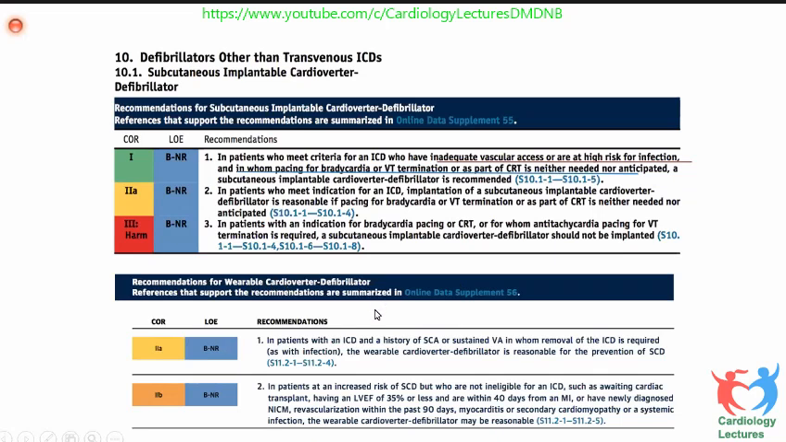And the other one is the wearable cardioverter defibrillator. I don't think it's currently available, or maybe only in isolated units in the Asia region.